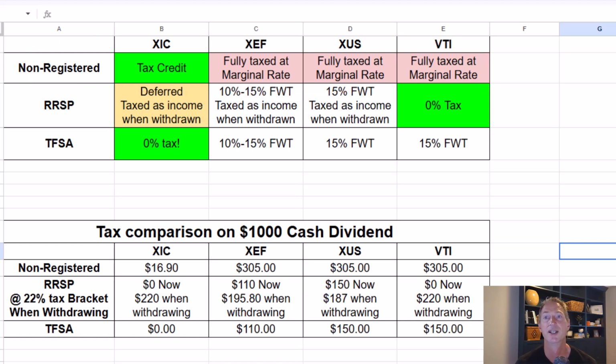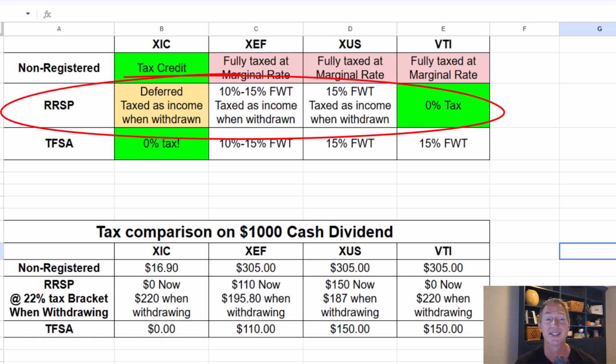If you held those four ETFs in an RRSP, then XIC, your Canadian portion, there's no taxes until you start withdrawing your RRSP or your RIF income, and it's taxed as income when you do that. And generally you retire in a lower tax bracket than you are in your working years. Your XEF and your XUS, those are Canadian currency ETFs. They are subject to foreign withholding taxes. XUS is 15% foreign withholding tax, and XEF, depending on the country that's held within it, and it holds a whole bunch of countries, so it varies between 10 and 15%. And then when you retire, the rest of it gets taxed as income as well.